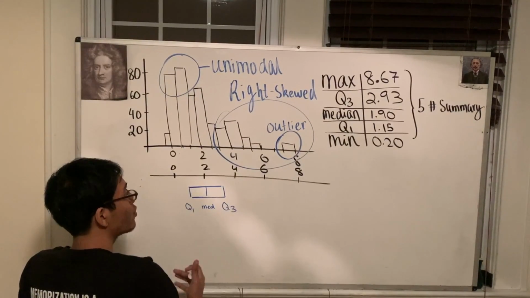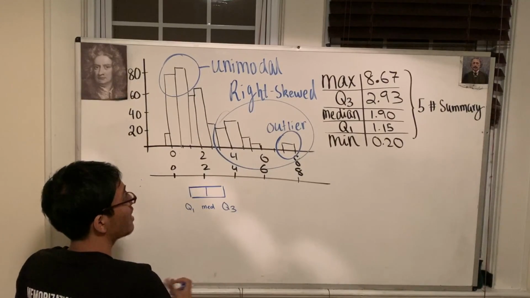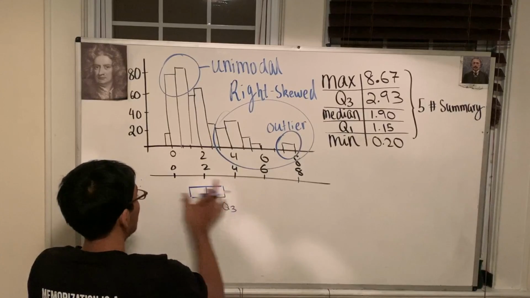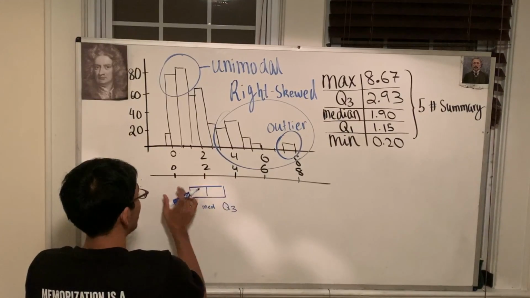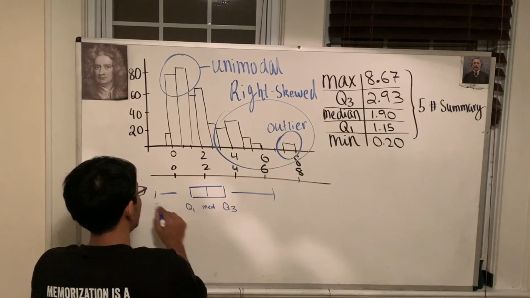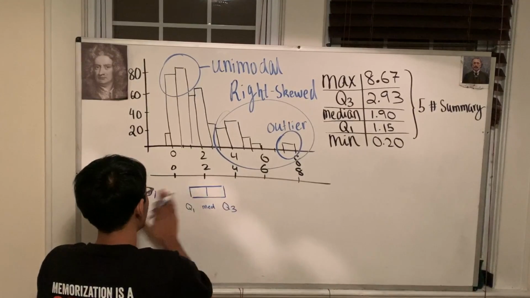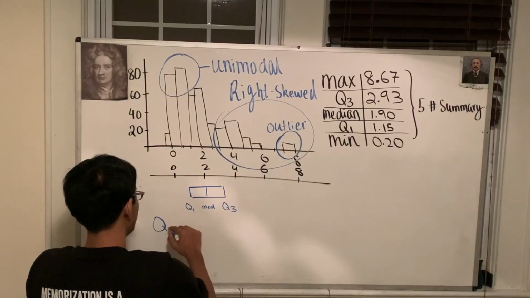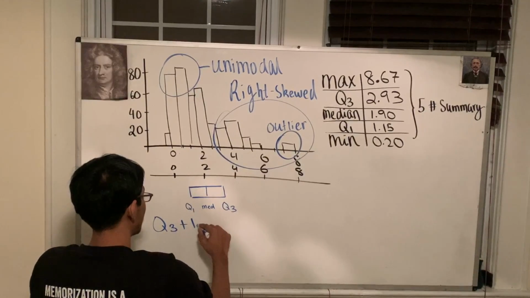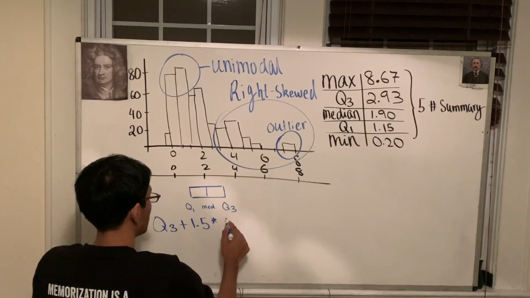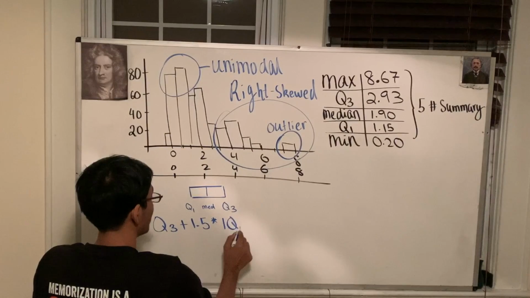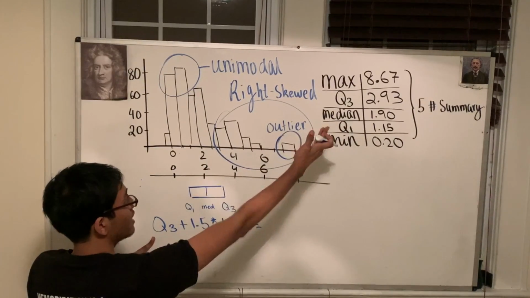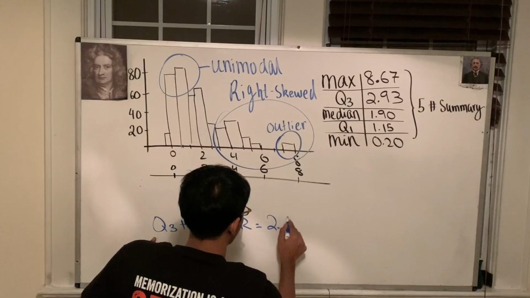But we're not done. We got the whiskers too. Where are my whiskers going to end up? They're going to be like this and that, but we have to make it precise. Where do my whiskers go? Well, my upper fence, or my upper whisker, is going to be quartile 3 plus 1.5 times my interquartile range. Okay, what's quartile 3? It's 2.9.